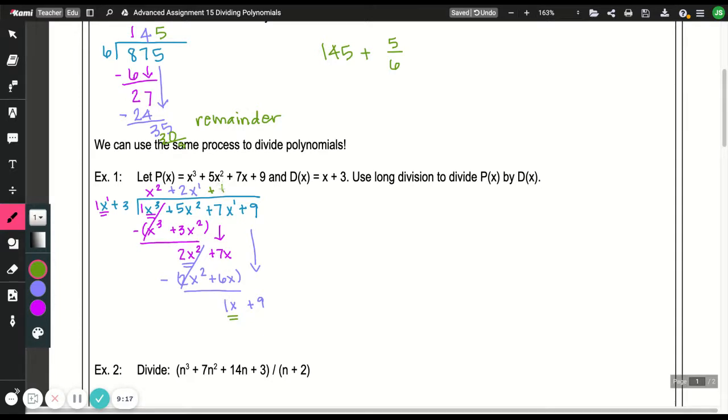So when we figure out the number up top, then I multiply it by both of the terms in the front now. 1 times x is x, or 1x, either way. And 1 times 3 is 3. And then we subtract. So x minus x, that's gone. Those cancel. And 9 minus 3 is 6. This is your remainder.